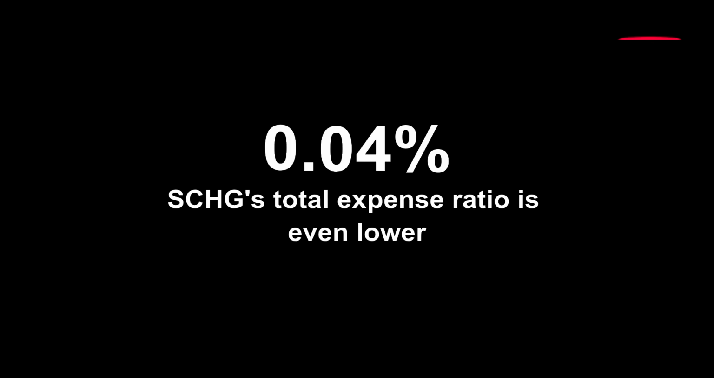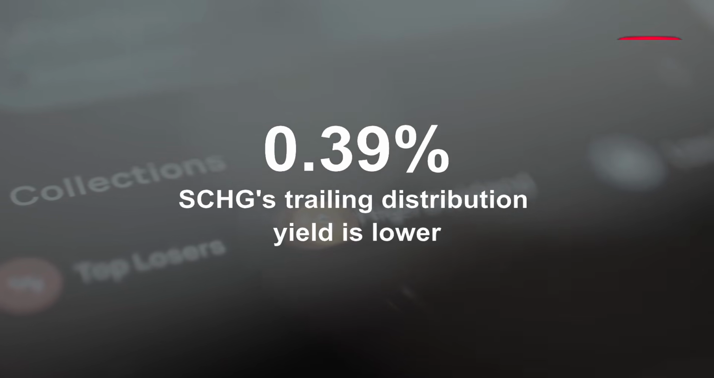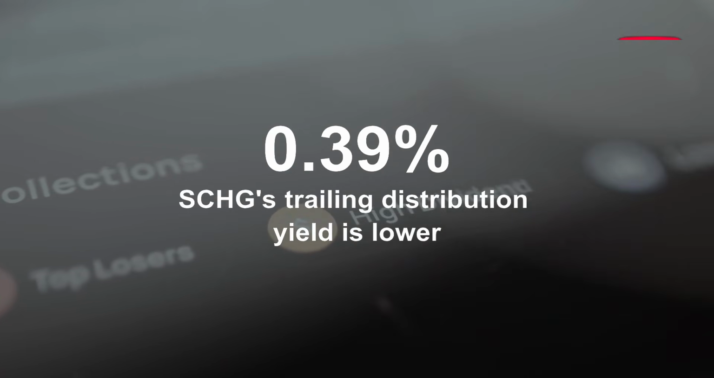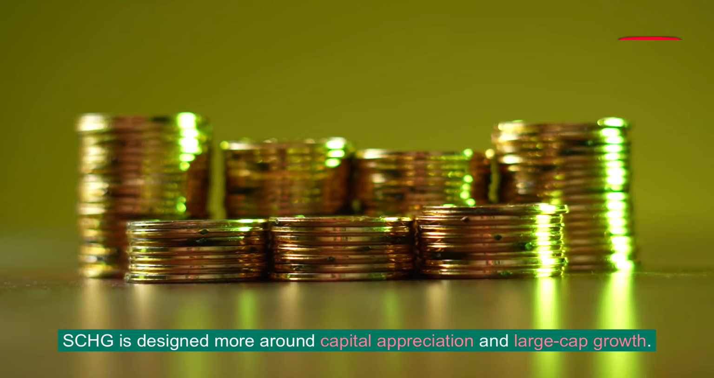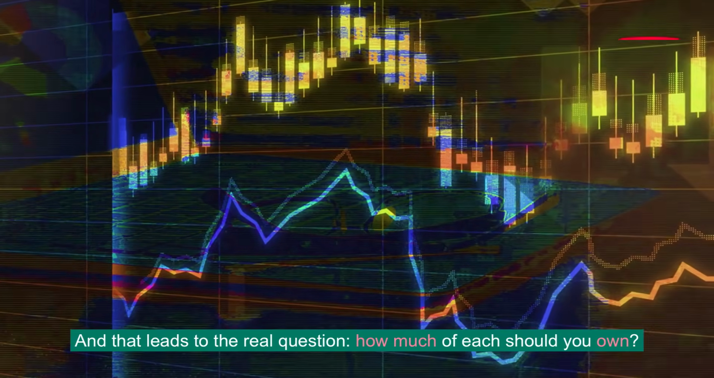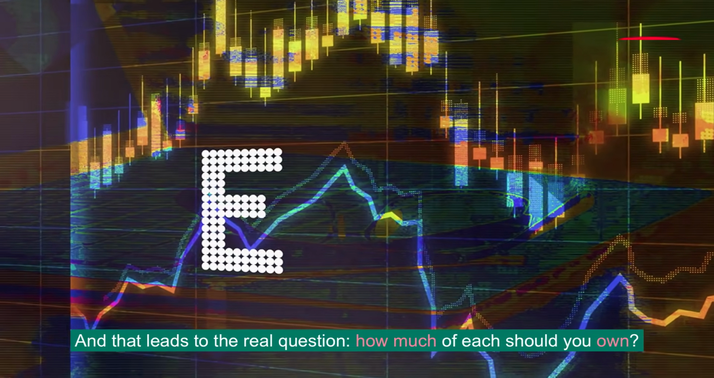So, right away, you can see the fundamental difference. SCHD is designed more around current income, dividend quality, and value-oriented characteristics. SCHG is designed more around capital appreciation and large cap growth. And that leads to the real question: how much of each should you own?